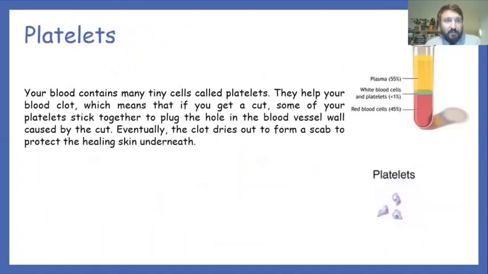Okay, and then we're going to look at our platelets. Now your blood contains many tiny cells called platelets. They help your blood to clot, which means that if you get a cut, some of your platelets stick together to plug that hole in the blood vessel wall caused by the cut. Eventually, the clot dries out to form a scab. Now, I'm sure you have all at some point cut yourself and understand what a scab is.